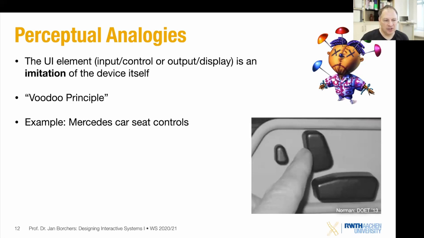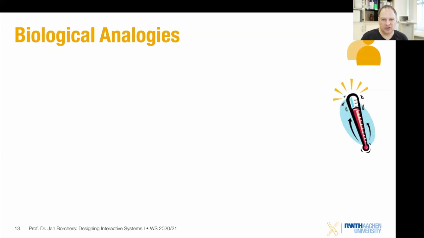Okay, another way of arranging things is what you could call biological analogies. With biological analogies, I mean things that everybody on this planet will perceive in the same way.